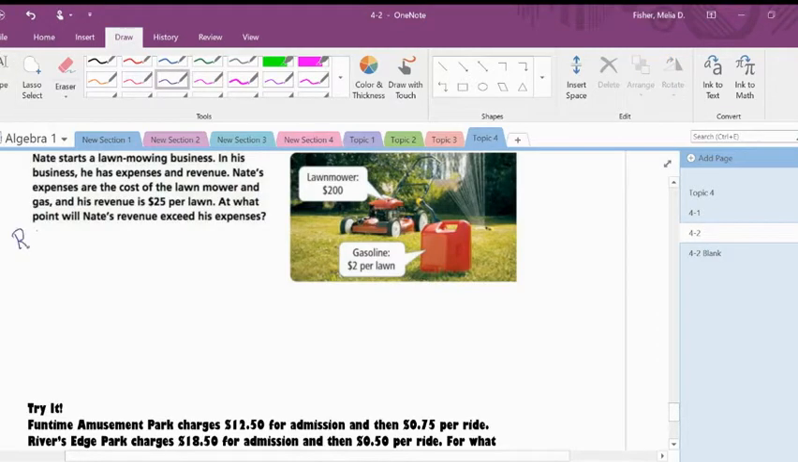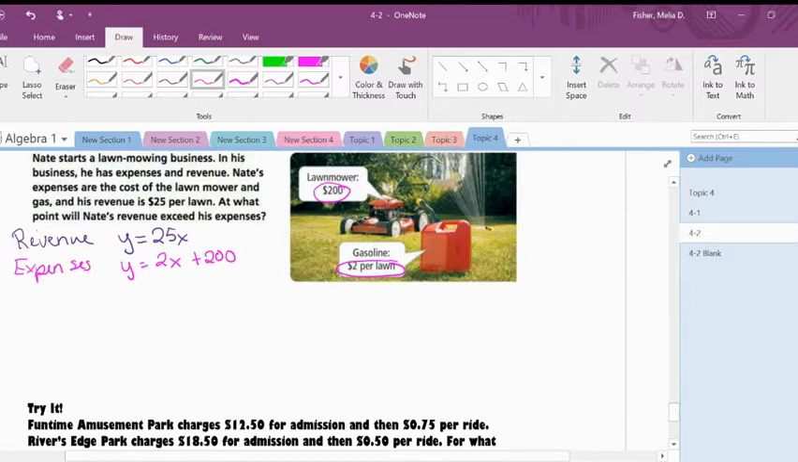So if we talk about his revenue, we would have the equation y equals 25x, x being the number of lawns that he's mowing, and y being his revenue. The equation for his expenses would be y equals $2 per lawn plus the $200 it costs for his lawnmower. These are the numbers we've got right over here in the picture.